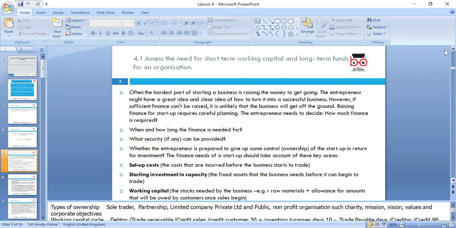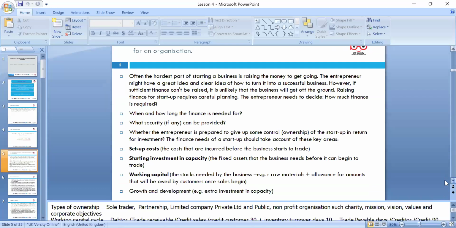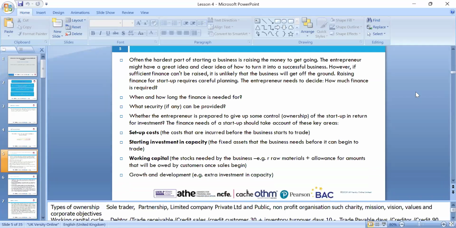So we can look at when and how long the finance is needed. We look at the security that is provided. We look at the setup cost, how much the setup cost is. We can look at the starting investment capacity, working capital, running capital. We'll go through those. That is quite crucial. Really, we need to look at the funds.